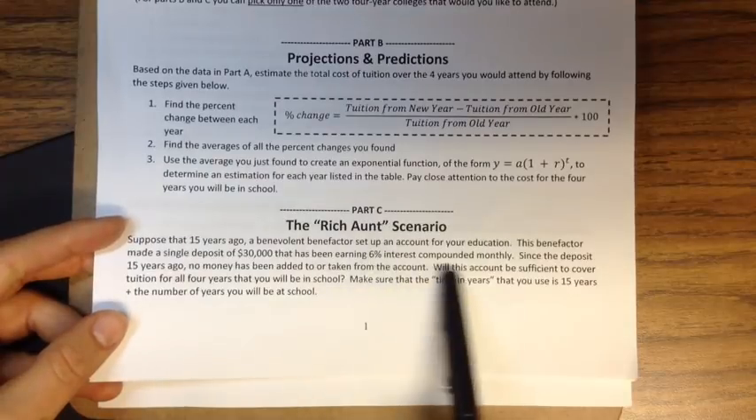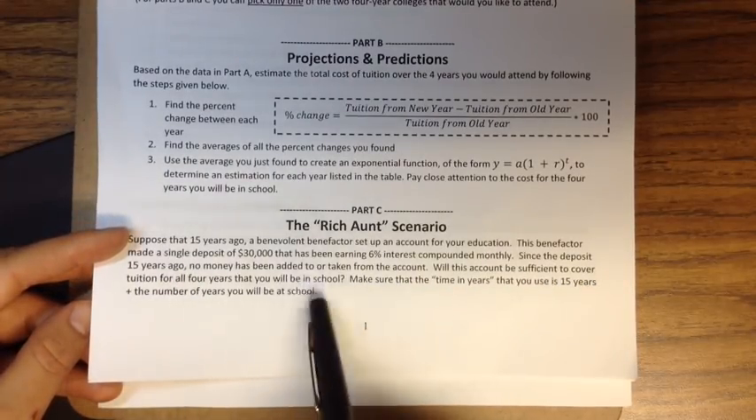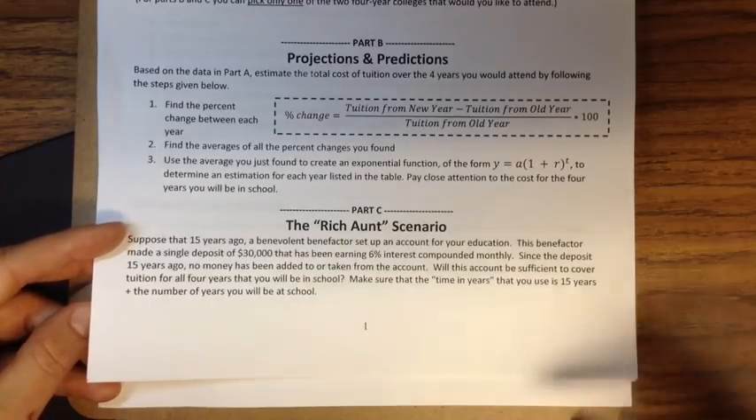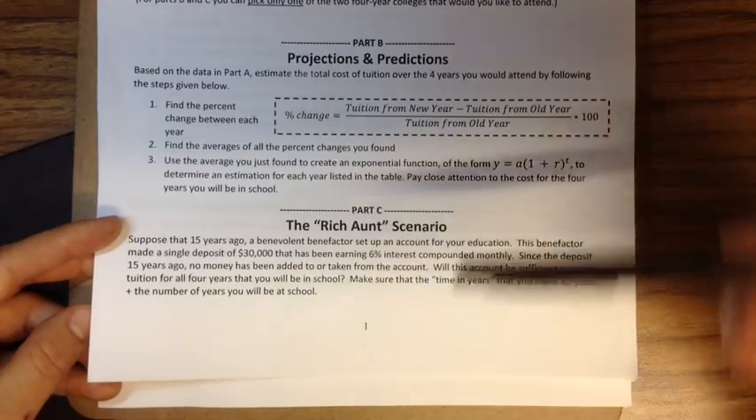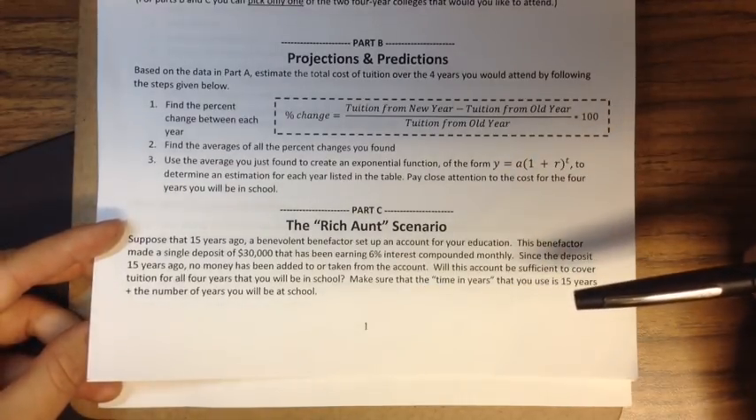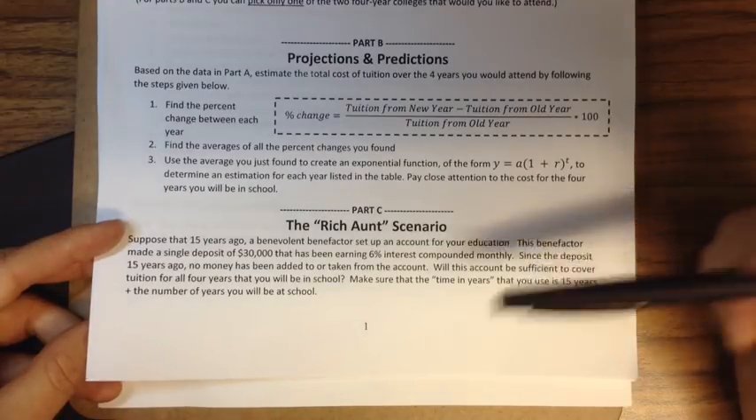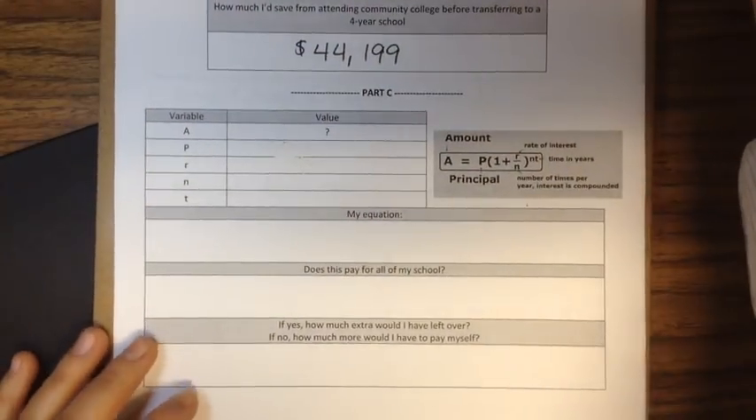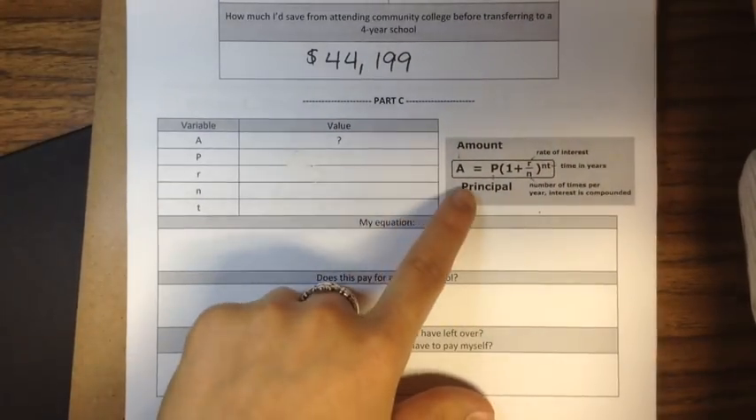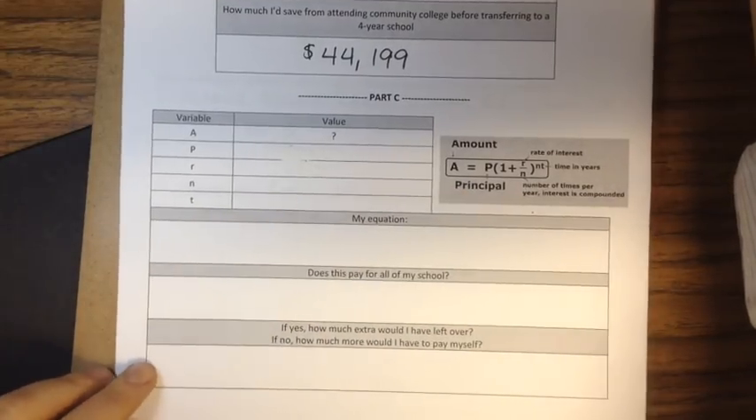Make sure that the time in years that you use is 15 years plus the years that you will be at school. So you're going to see if 15 years ago, plus how many years it takes for you to finish school, this amount of money in a bank has created enough money to pay for your tuition entirely. This is to see what saving in past years in a good account would do for you. Okay, I have not done part C because you can do it. It's got the equation right here, tells you where to put everything in, and you can answer your own questions. It's all there for you.